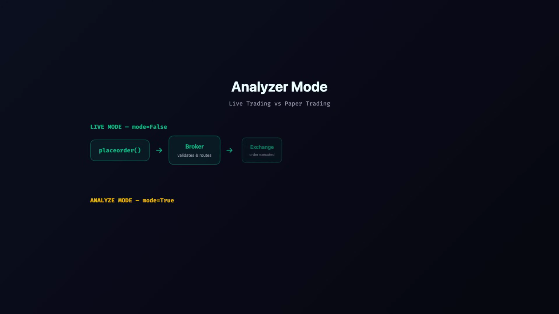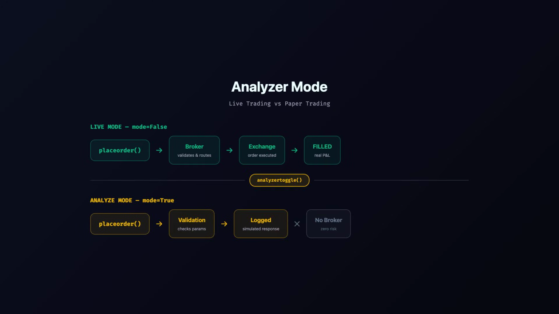The analyzer mode is a powerful safety net. When enabled, every order you place goes through the full validation pipeline but is never actually sent to the broker. Instead, it gets logged with a simulated response. This lets you test your entire strategy end to end, including order placement, position tracking, and portfolio views, all without any financial risk. Switch to live mode when you are confident. Switch back to analyze mode whenever you want to debug or test new logic.